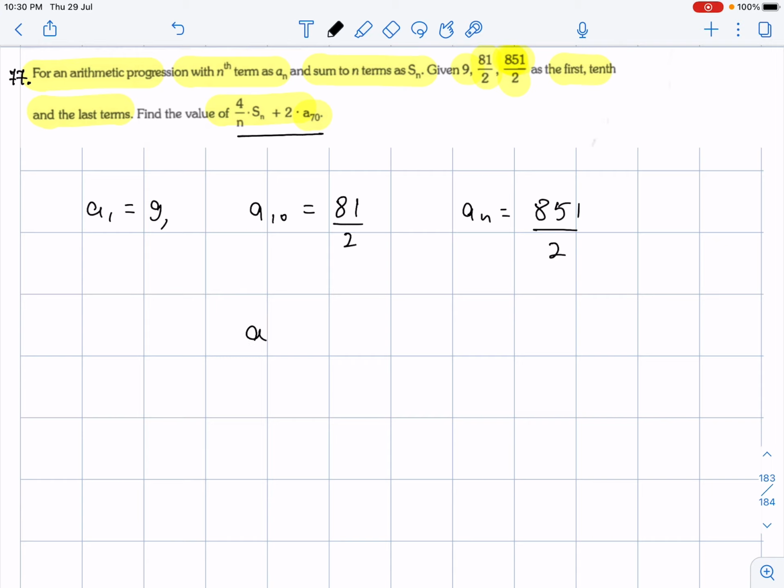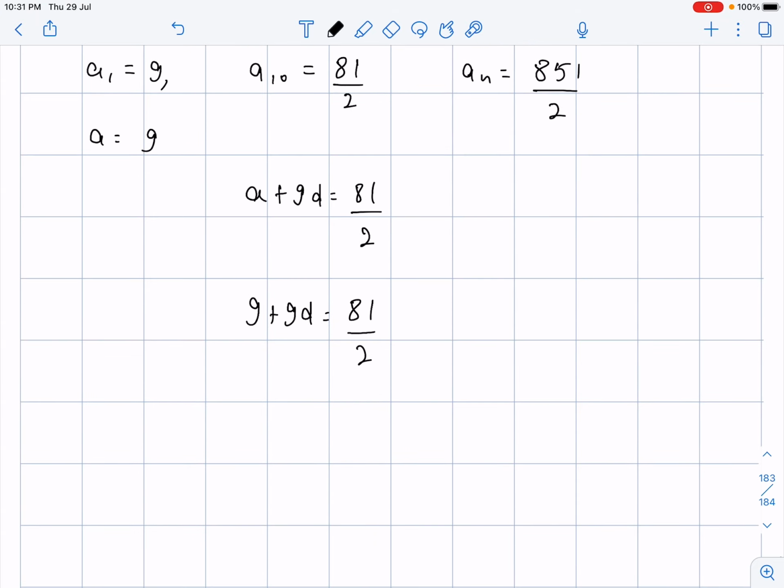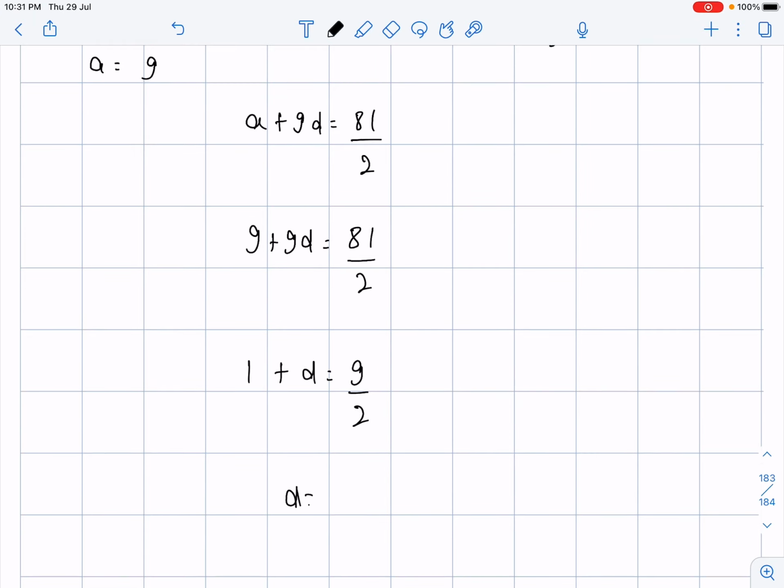So guys, A10 can be written by me as A plus 9D is equal to 81 by 2. And A is 9 we are knowing. So we'll write 9 plus 9D is equal to 81 upon 2. Now throughout the equation I'll be dividing by 9. So 1 plus D is equal to 9 upon 2. That means D is equal to 7 upon 2.